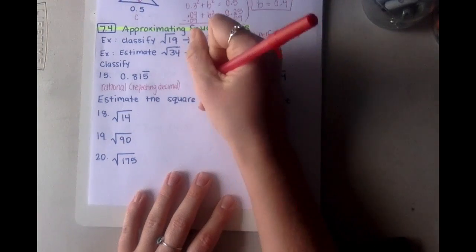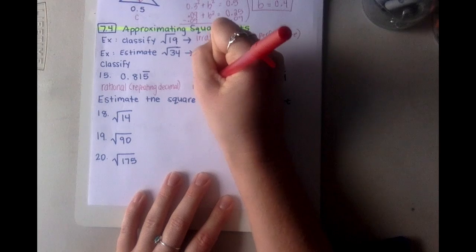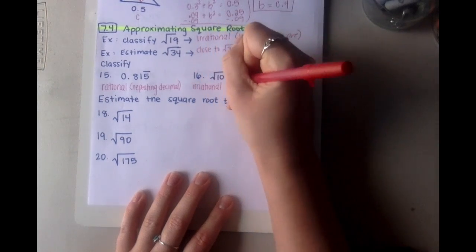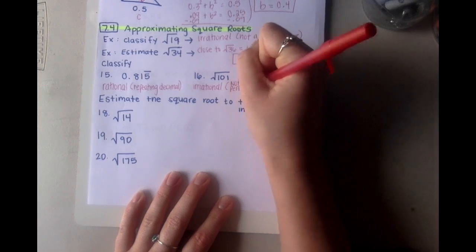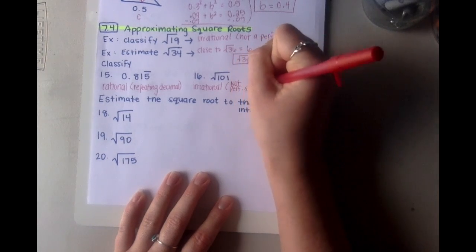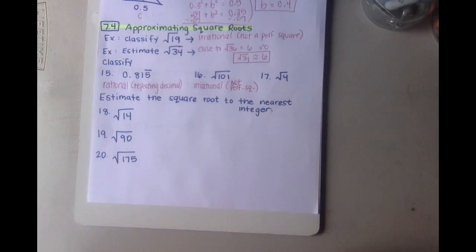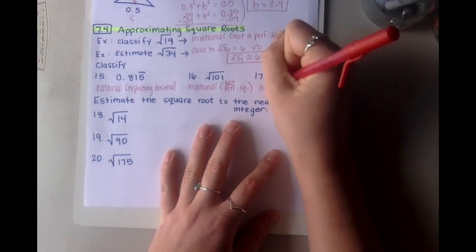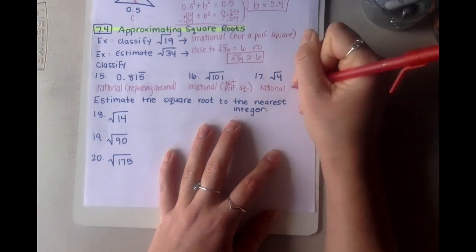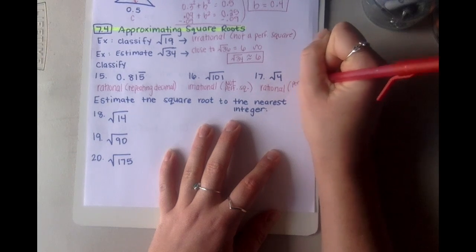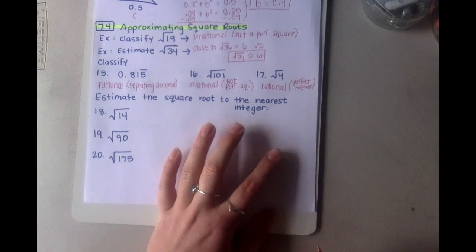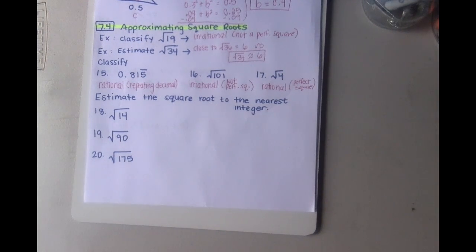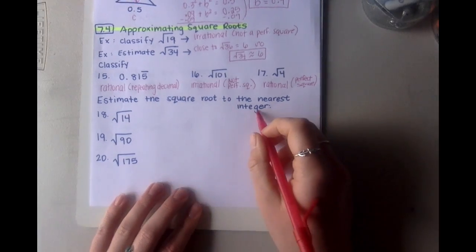16. 16 is irrational. Because why? Because it is not a perfect square. And then what about 17? 17 is rational. Because it's a perfect square. So you know the answer to 17 is 2. Your answer is a value of 2. That makes it rational. So what about estimating the square root to the nearest integer?